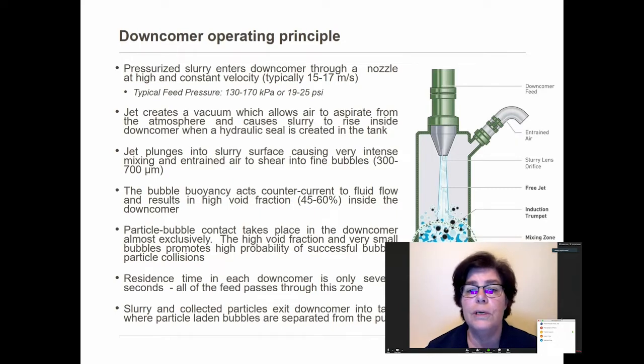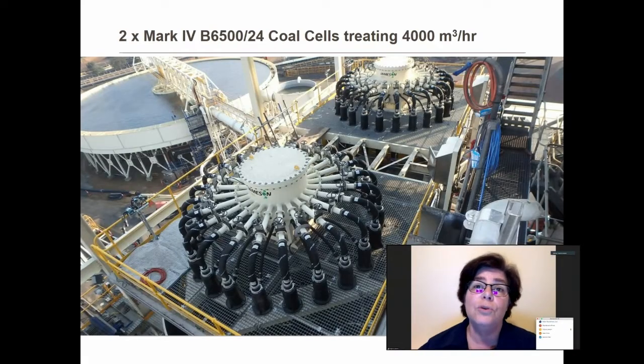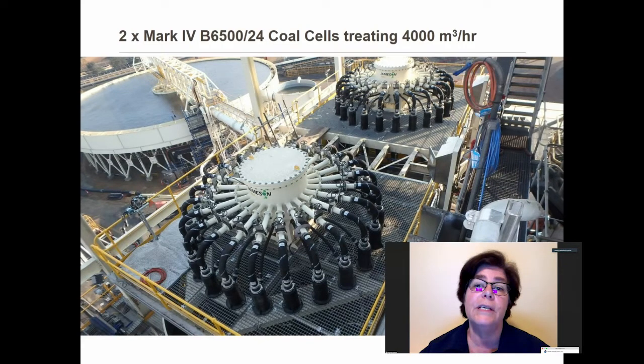The photo shown in this slide shows the original cells installed in the lead slime circuit at Mount Isa. Each of the 2 little Jameson cells treats the same volume as each of the columns. And this gives you a good indication of the significant reduction in size of the Jameson Cell.